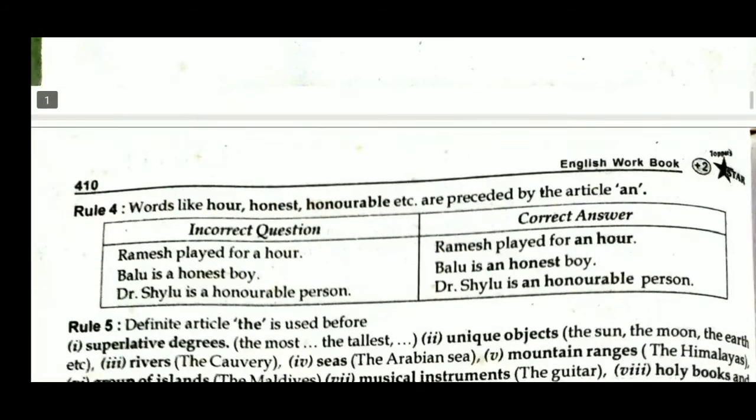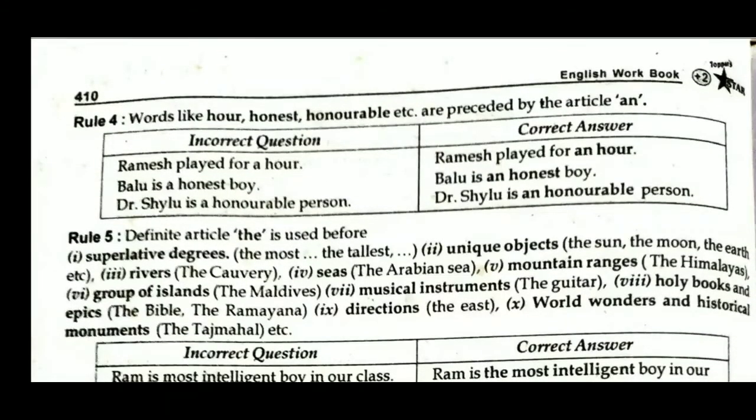Words like hour, honest, honorable, etc. are preceded by the article an.